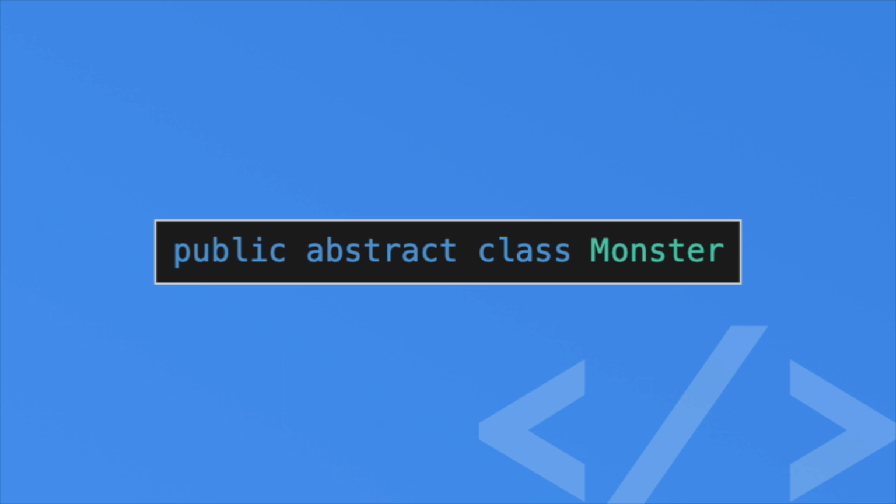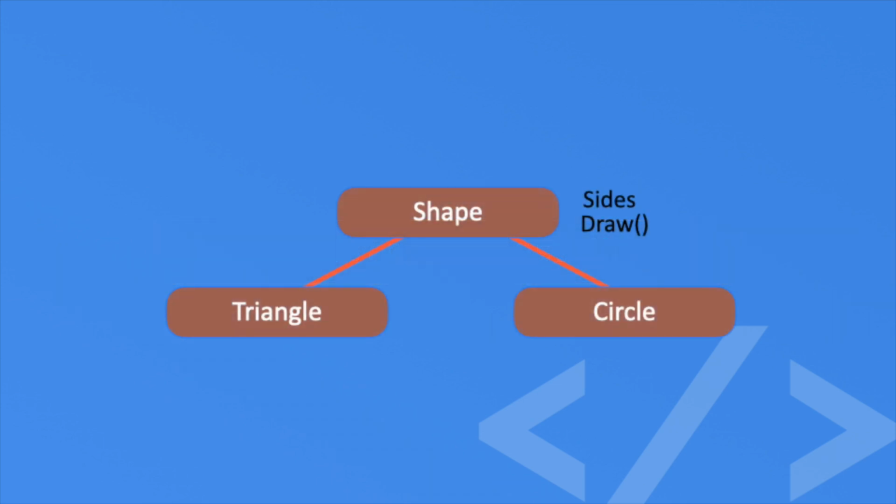Let's take an example of a drawing app. Let's say you want to draw shapes to the screen, so you might define an abstract class called shape. This class will contain a property that has a total number of sides. You might also create a draw method. Now, if I create a triangle class, it will inherit everything just like any other class. But there is a problem.